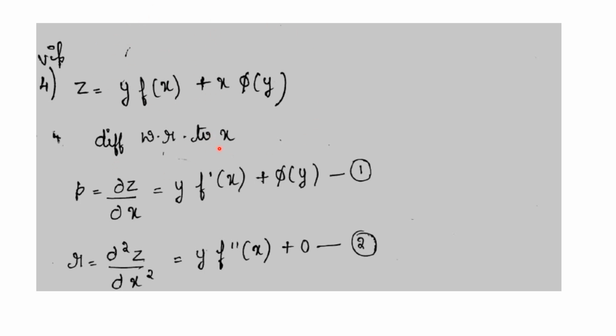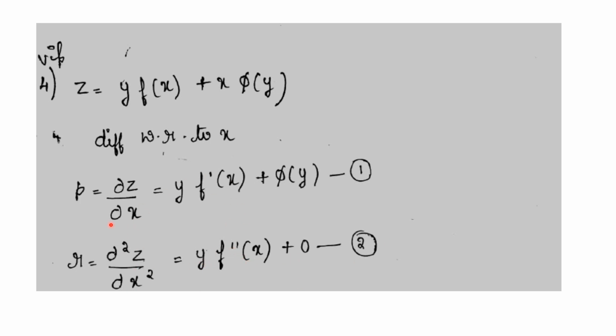So next I'll differentiate this. Since we have two functions, we have to differentiate it twice, right? So I'll differentiate my equation 1 once again. So differentiation of ∂z/∂x is ∂²z/∂x² equal to y into differentiation of f dash of x, which is f double dash of x, plus differentiation of phi of y is 0. So r is equal to ∂²z/∂x² equal to y into f double dash of x plus 0, equation 2.